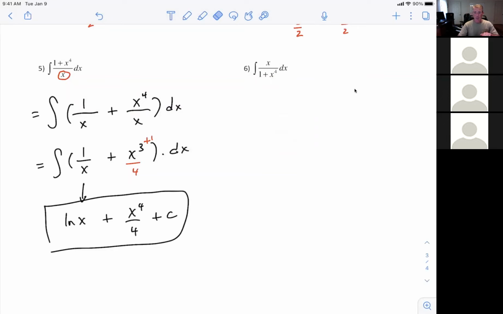Okay, then for the last one. So the last one is definitely challenging because you could try the same thing that I did last time. Oh, maybe the u should equal the 1 plus x to the fourth. But I'll tell you it's not going to work because when you take the derivative, it's going to be 4x cubed and then multiply both sides. So that means that the problem has to have an x cubed times a dx, and it doesn't. So that doesn't work.